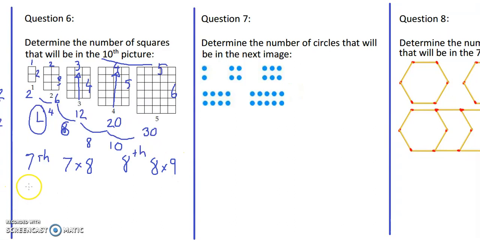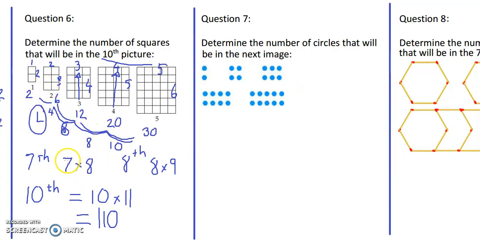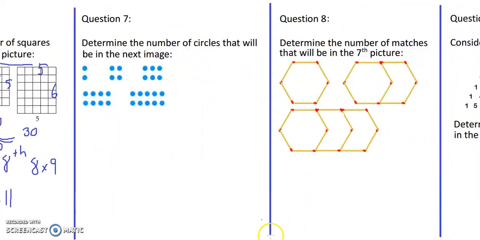And our 8th picture will be 8 times 9. So our 10th picture is a lovely one. It's going to be 10 times 11, which is 110. Not bad. You could have done it by adding all of the things every time. Nothing wrong with that at all. The only thing you shouldn't do is draw the pictures over and over again, because then you will run out of time.